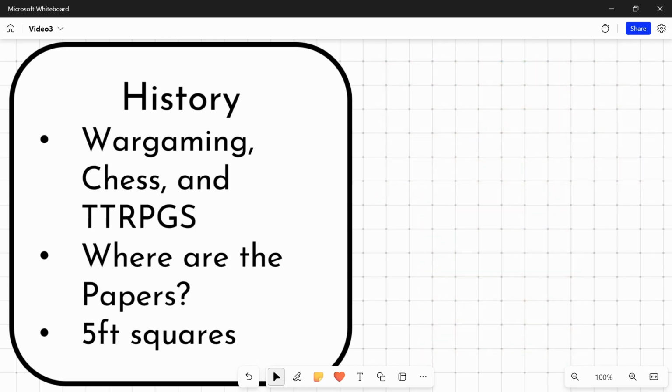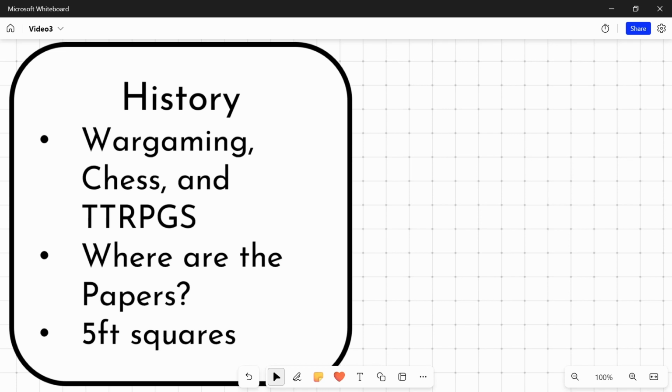And then the final bit of history, the only other bit of gridded history that I could really find anything about, was where 5-foot squares came from. And as far as I can tell, they were originally a D&D thing. Lots of other TTRPGs that follow used that as a good standard. And I think 5-foot squares are used because 5 is a nice countable number. Often people are quite good at counting in 5s. 5, 10, 15, you know. People have 5 fingers on a hand, that kind of thing.